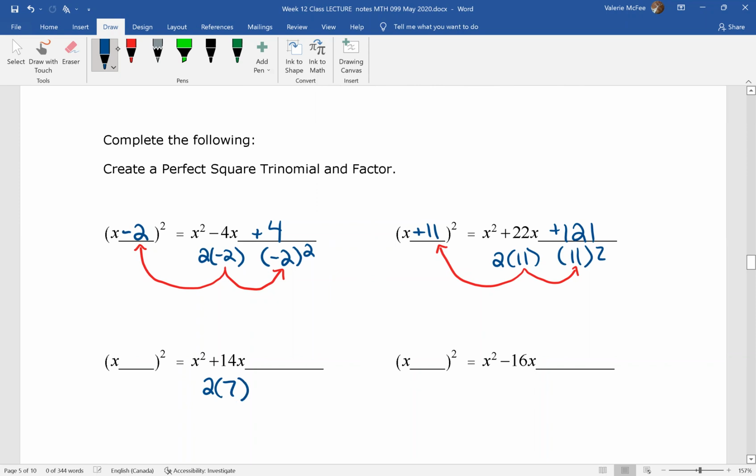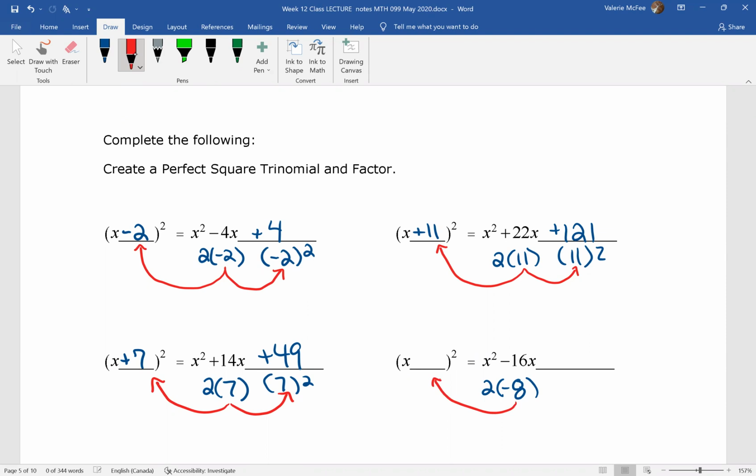This is 2 times 7. We're going to use this 7 in both places. Plus 7 and 7 squared, plus 49. Here, 2 times negative 8. Again, we're using that negative 8 in two places. x minus 8 all squared is my factored form. Negative 8 squared, or plus 64, finishes the perfect square trinomial.